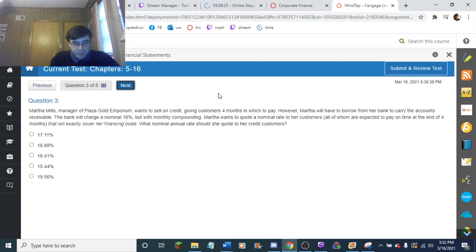So now you have your effective rate of 19.56. And the payments per year is quarterly. No, it's 1/3 of a year. 18.41%.